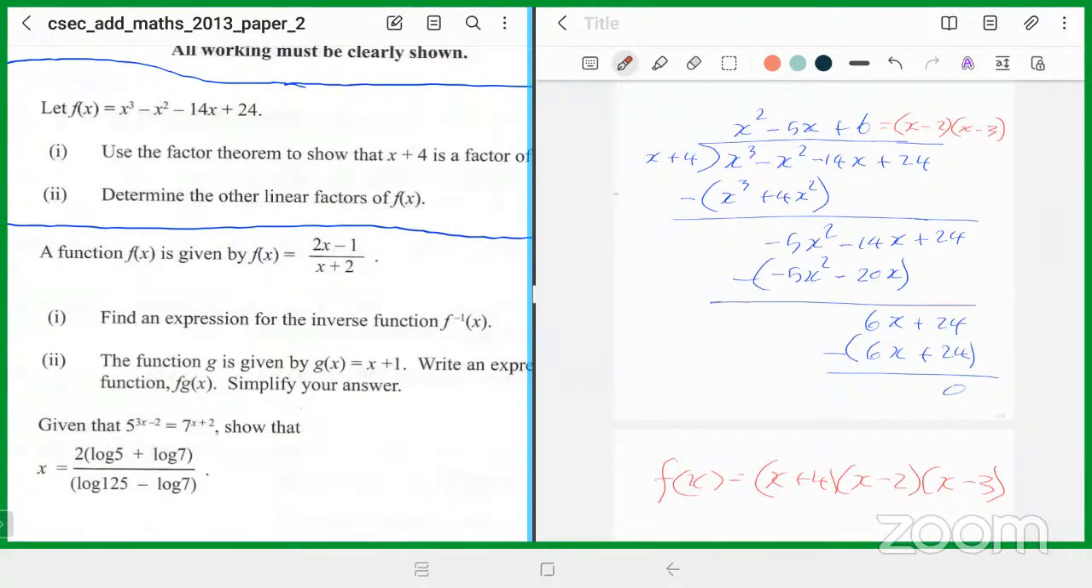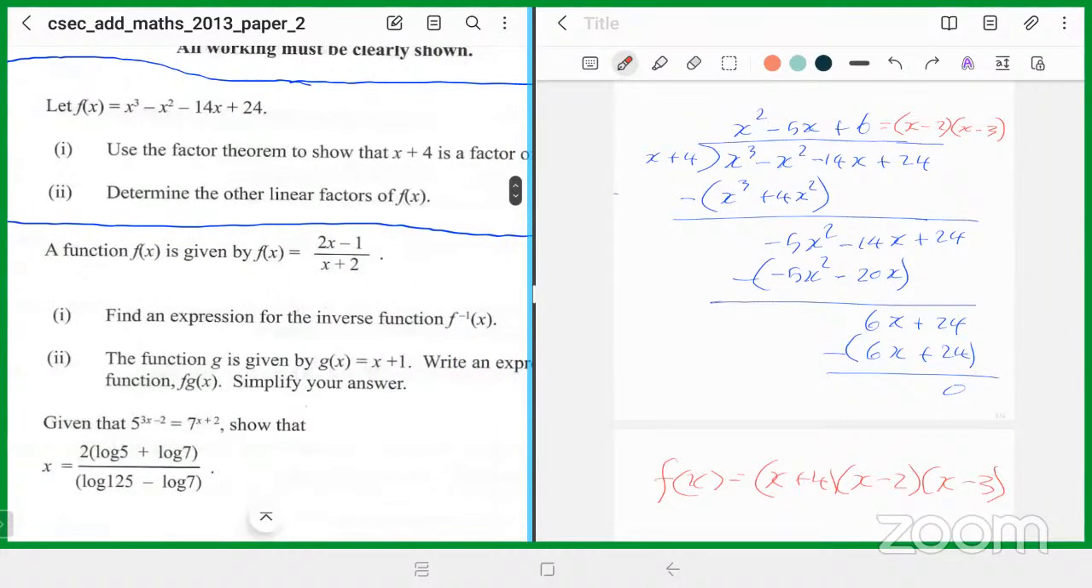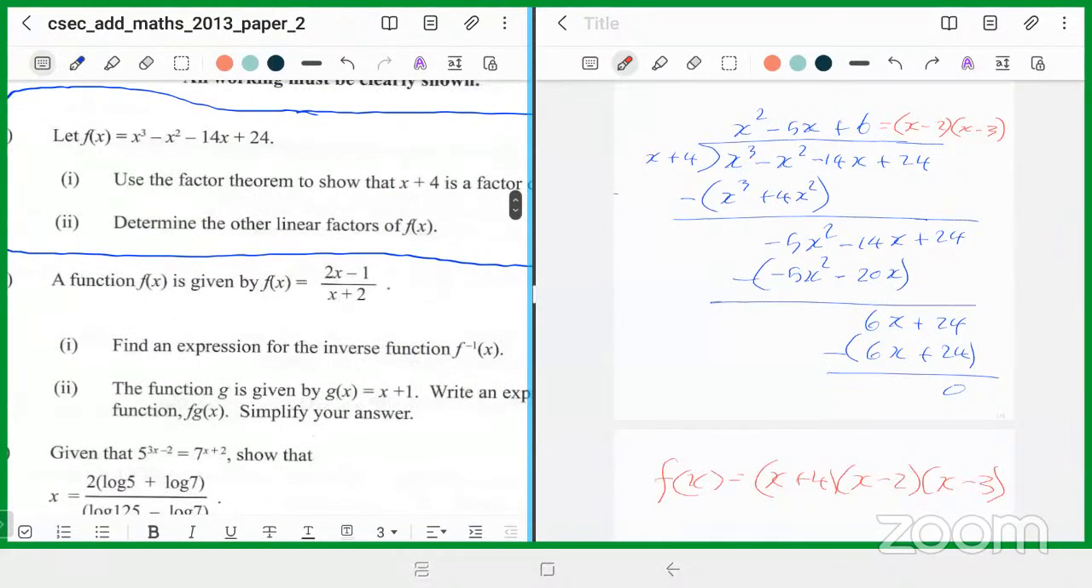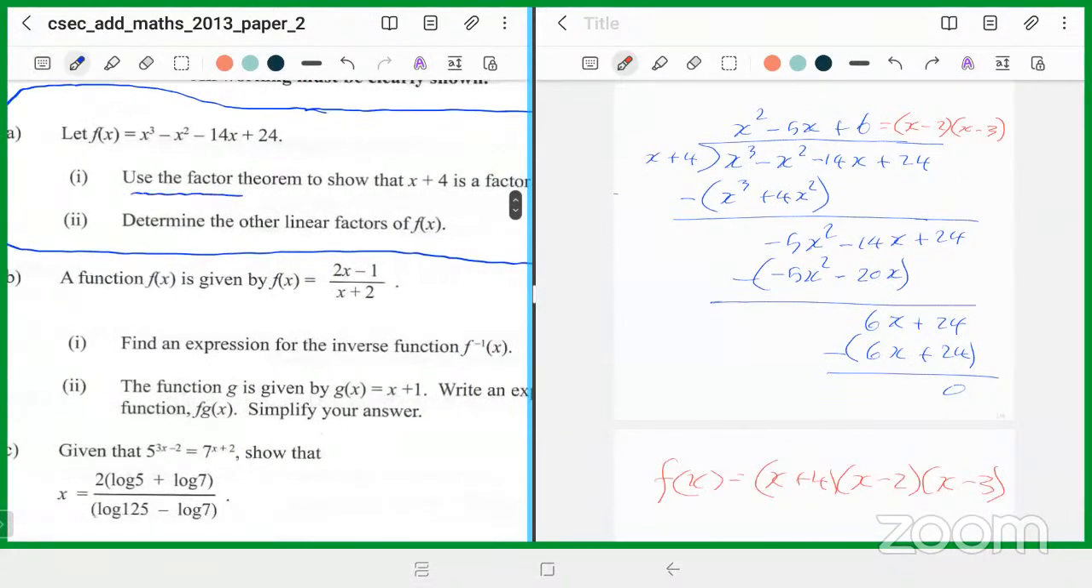2012. I have a question. Yes. Sir, for part I, when it says use the factor theorem to show that x plus 4 is a factor, you couldn't have divided it first to show that it's equal to 0? Yeah, you could have done the long division and shown that it equals 0. But because it says use the factor theorem, see this line right here, it says use the factor theorem right here.